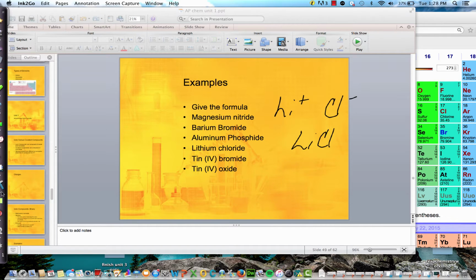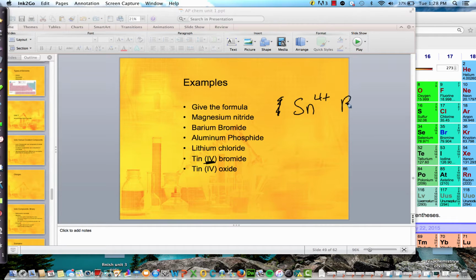All right, let's look at the next one. Tin(IV) bromide. Well, all right, so there's a number here. That is because tin can have more than one charge, so they had to tell you what the charge of tin was. And tin's symbol is actually Sn, so it has a charge of 4. This tells you that the charge is 4 here.